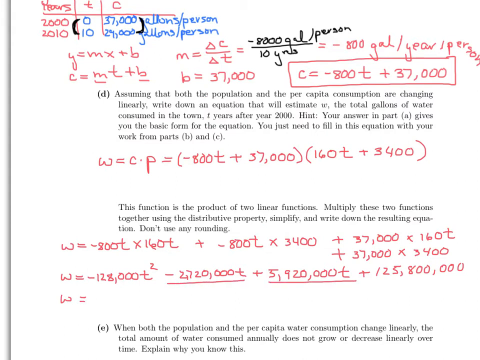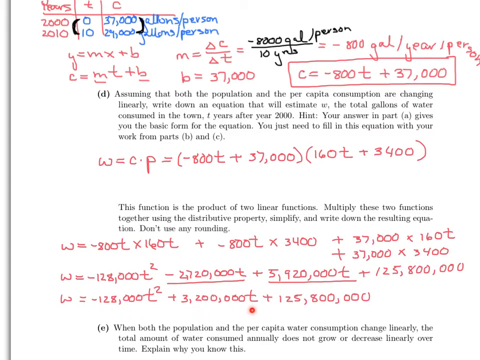There are two like terms here. So I'm just going to copy down our first term. When we combine the like terms, we end up with 3,200,000 t, and then we have our last term, 125,800,000.